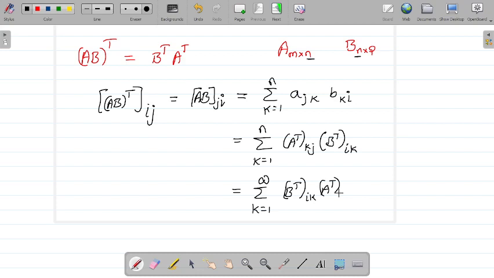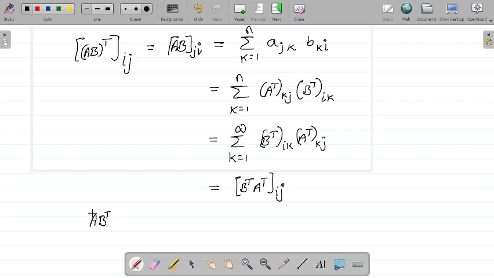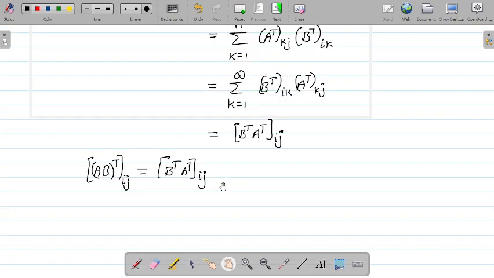So now this will be equal to the ijth entry of B transpose into A transpose. Therefore, you can see that the ijth entry of (AB) whole transpose is equal to the ijth entry of B transpose A transpose. So if all entries are equal, we can say that these two matrices are the same. That is, (AB) whole transpose is the same as B transpose A transpose.